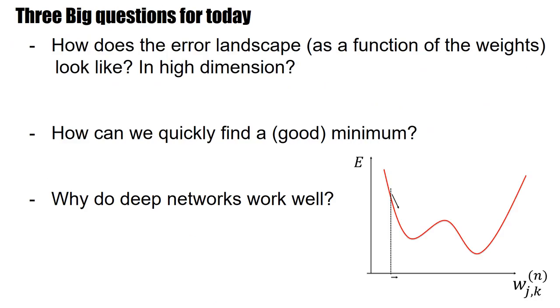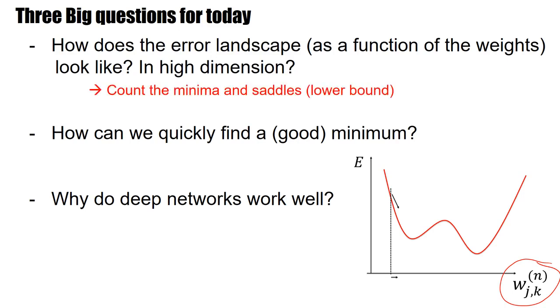The first question is, how does this landscape of the error function look like? And we are in high dimension. So such a one-dimensional plot, like the plot down here as a function of a single weight, is it representative? What does this error function look like in high dimensions? And to answer these questions, we give a lower bound on the count of minima that will occur in such a loss landscape.